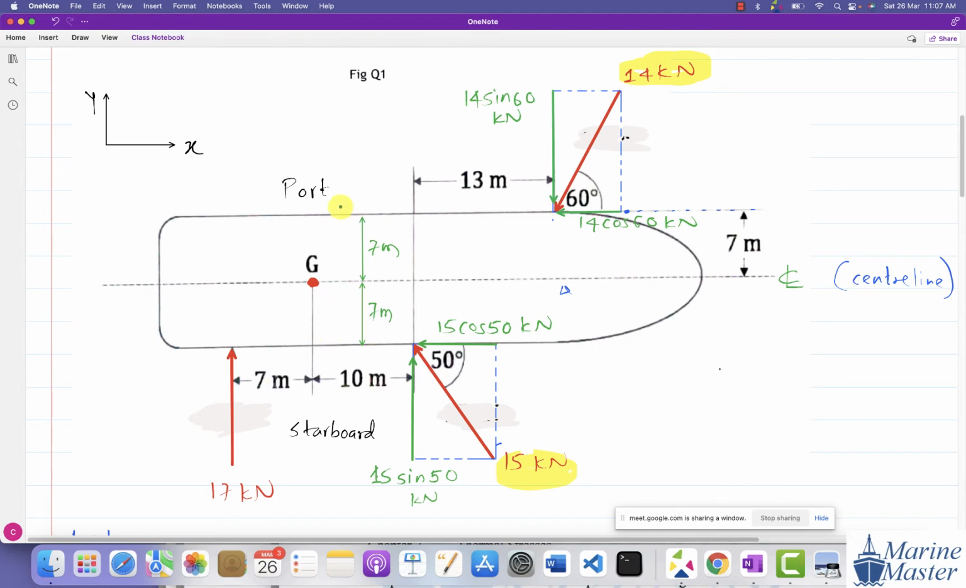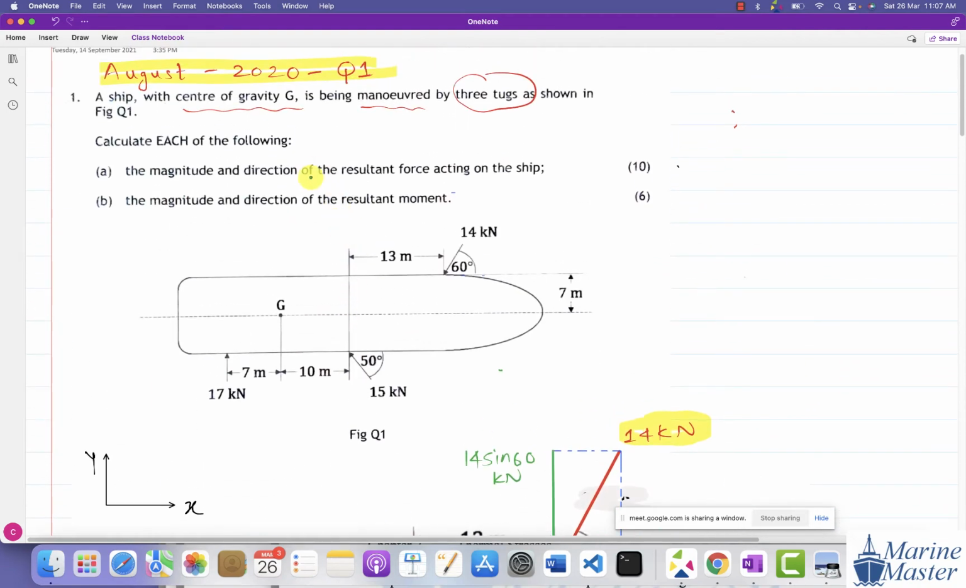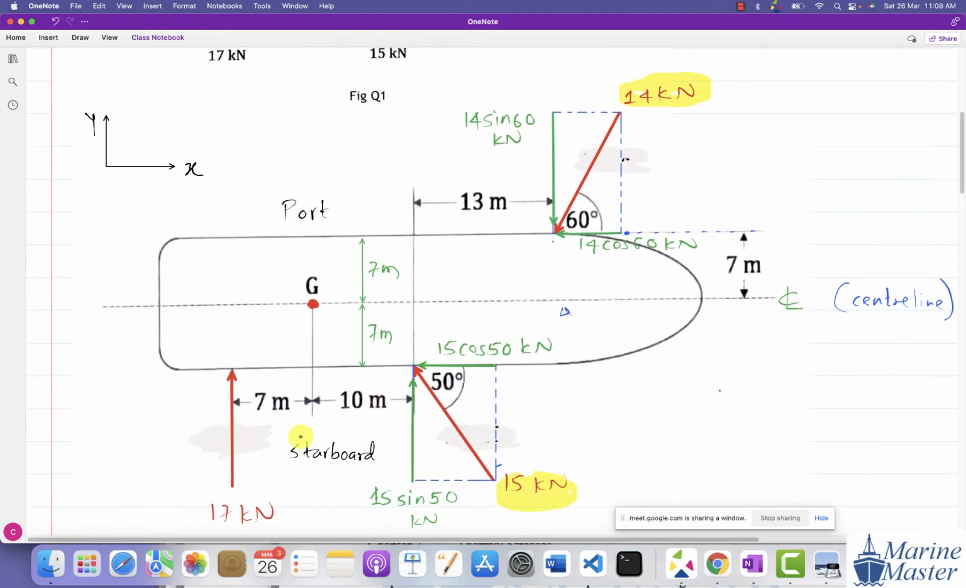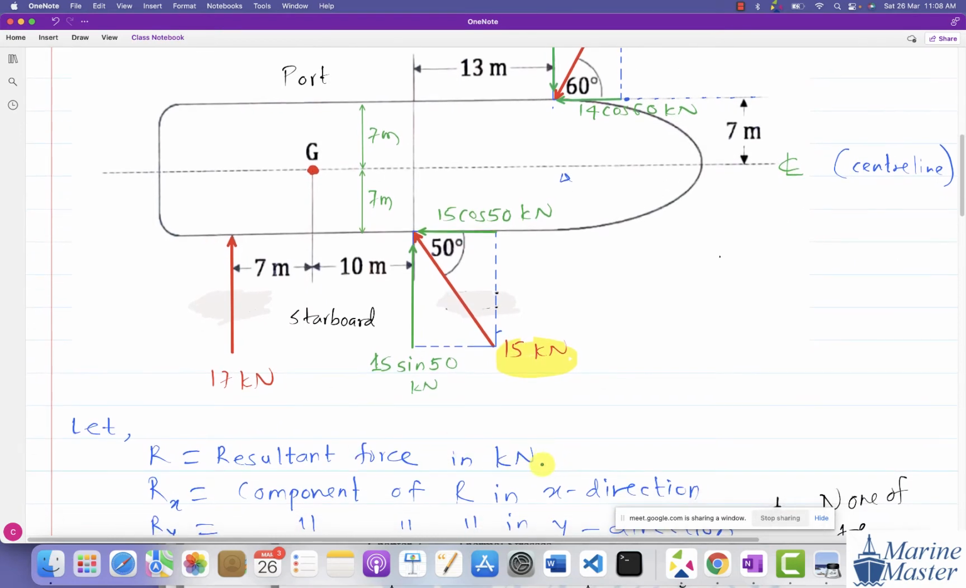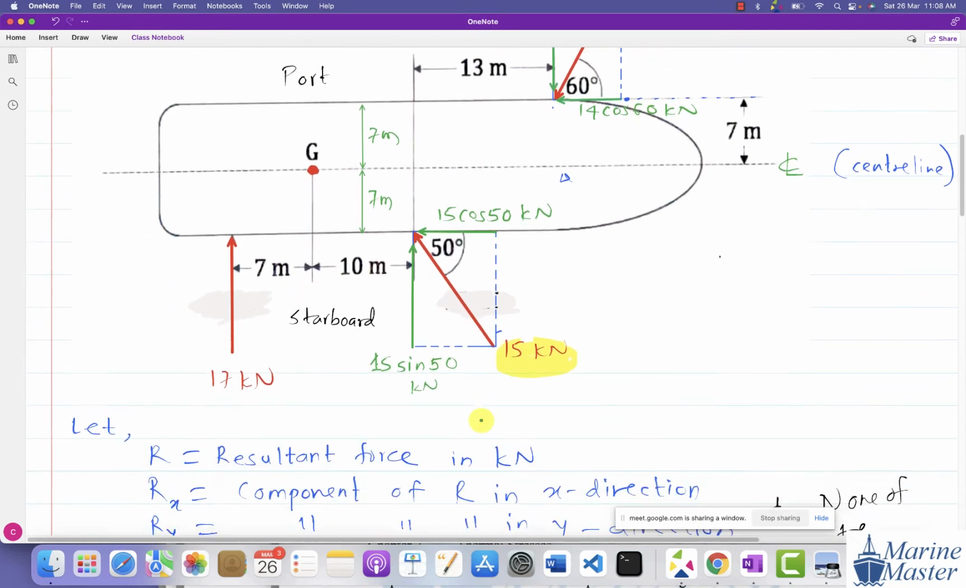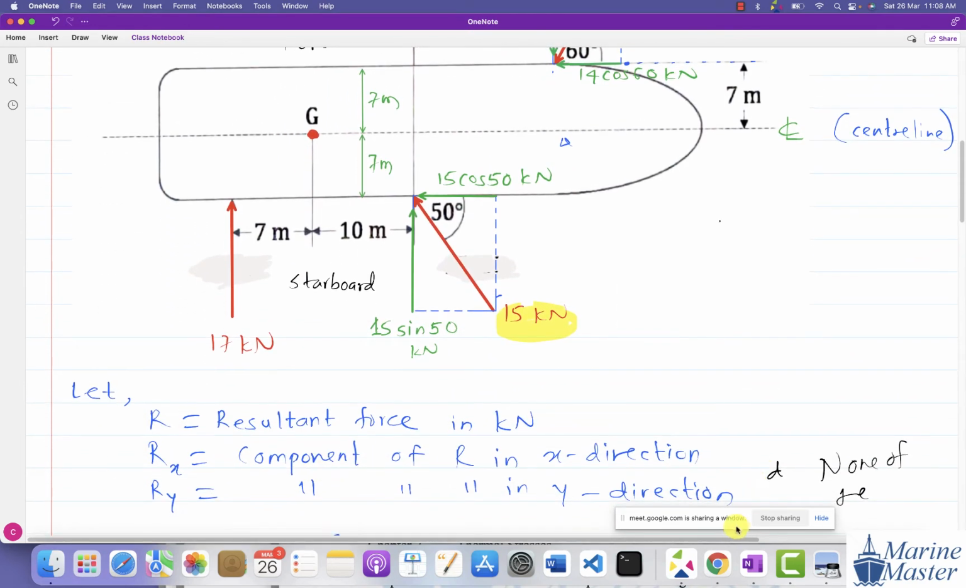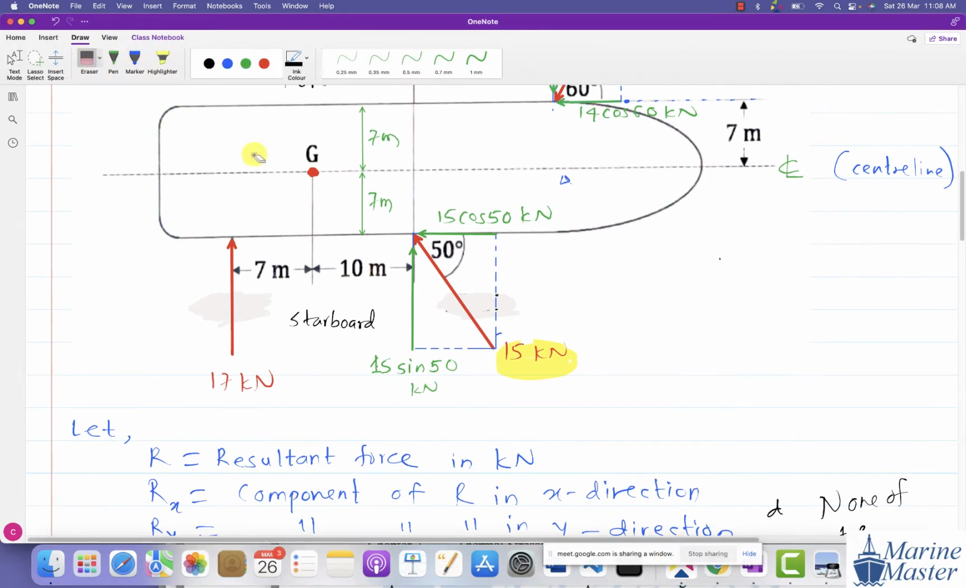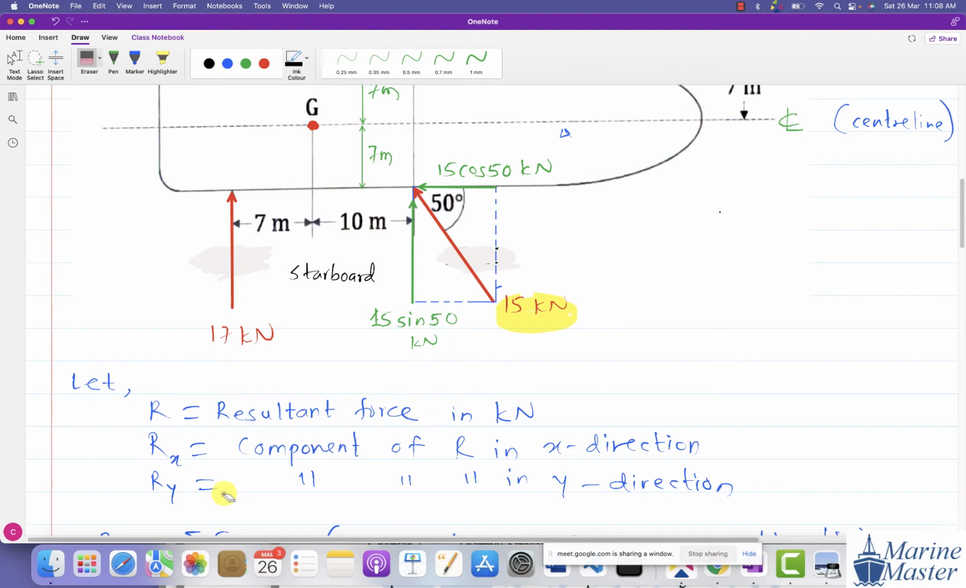Now our target: what do we have to find out? The magnitude and direction of the resultant force acting on the ship. Here we will assume R as the resultant force in kilonewton, because all forces are in kilonewton. Rx will be the component of R in the x direction, and Ry will be the component of R in the y direction. Before going further, please write down this one.